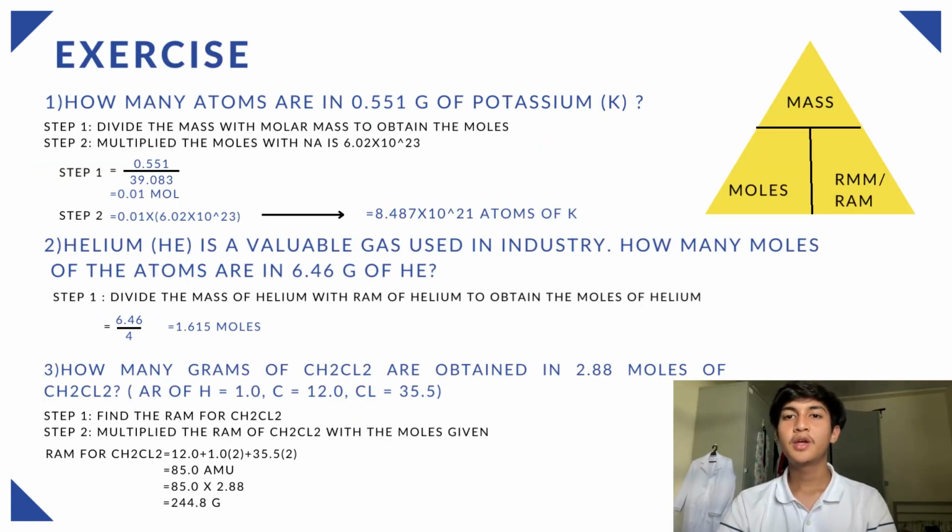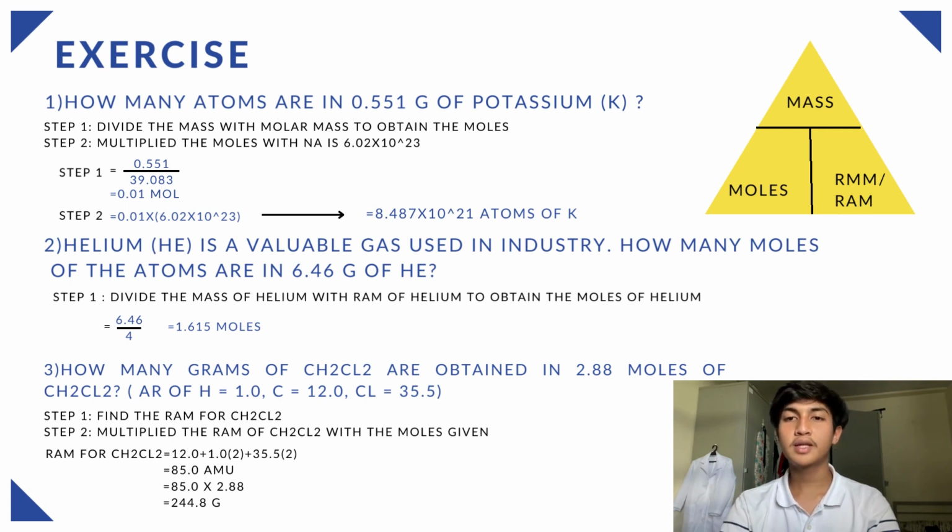Let's do some exercises. 1. How many atoms are in 0.551 gram of potassium? I've created steps for you guys to make it easier. Step 1. Divide the mass by the molar mass to obtain the moles. Step 2. Multiply the moles by Avogadro's number, 6.02 times 10 to the power of 23. So 0.551 divided by 39.083 and we will get 0.01 mole. And then we multiply the moles by Avogadro's number and we will get 8.487 times 10 to the power of 21.